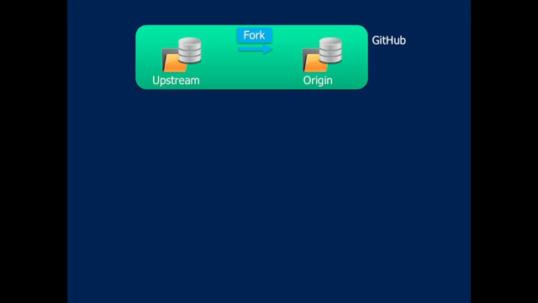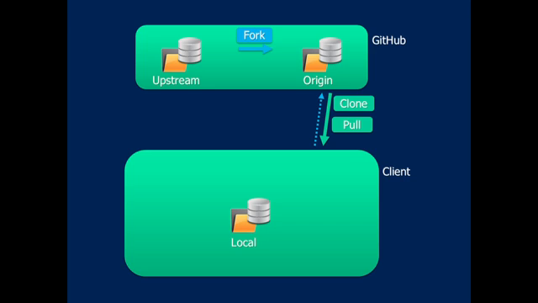Once I have my fork, I download a copy of that fork to my local machine, which represents this larger box down here. And download in Git terms is called clone. So if I do git clone and a URL, I will download a copy of the repository. And once I have the copy downloaded, I can download updates.